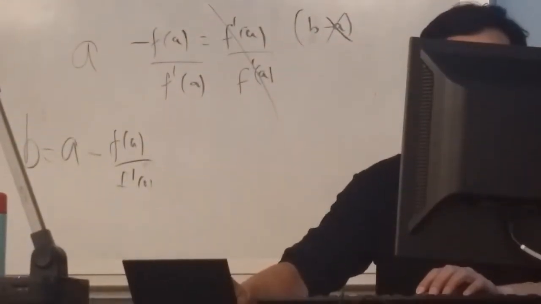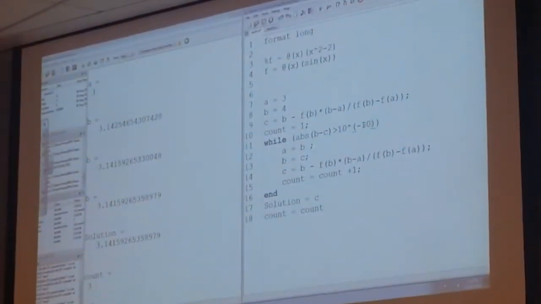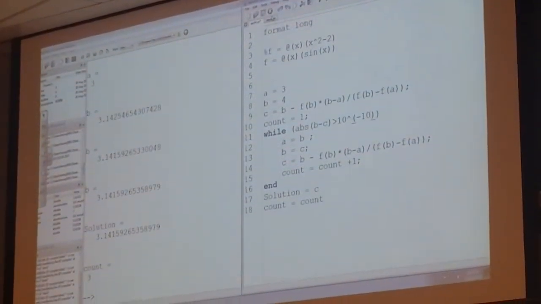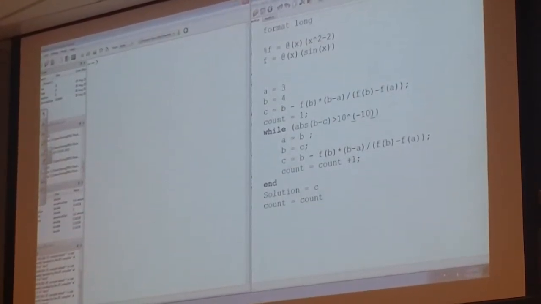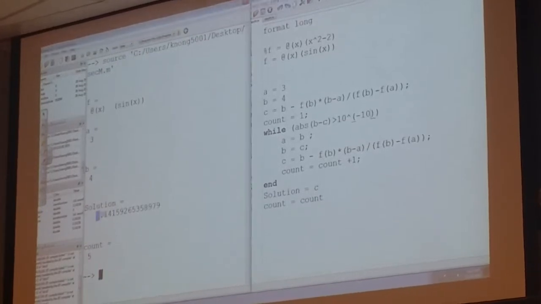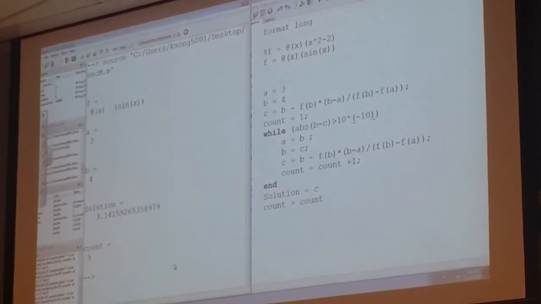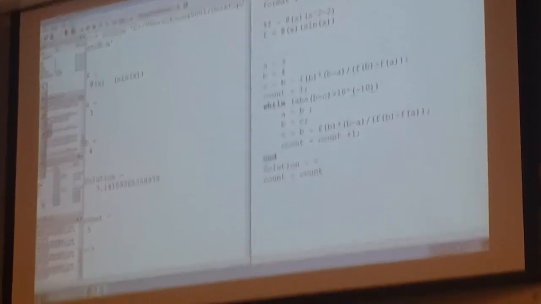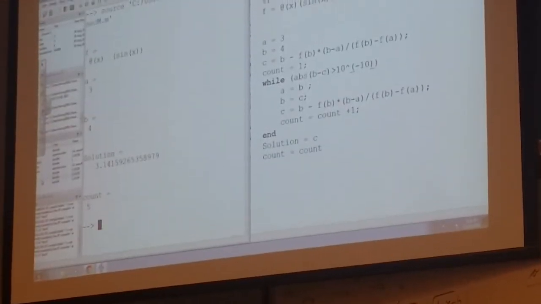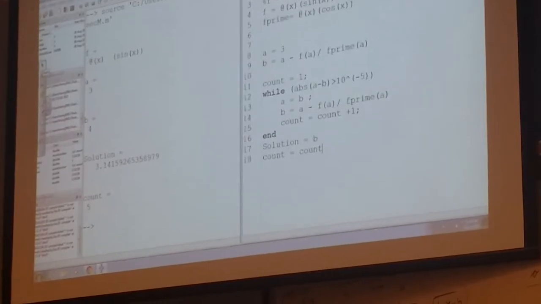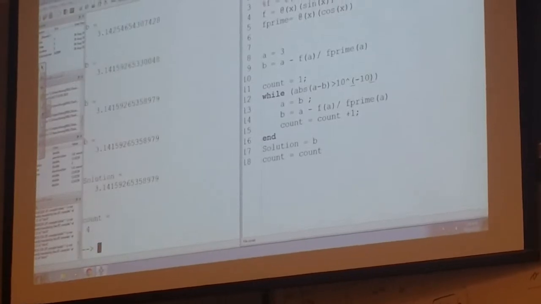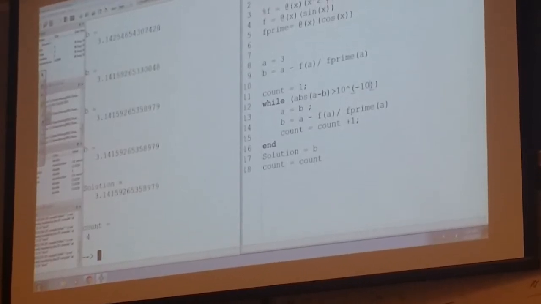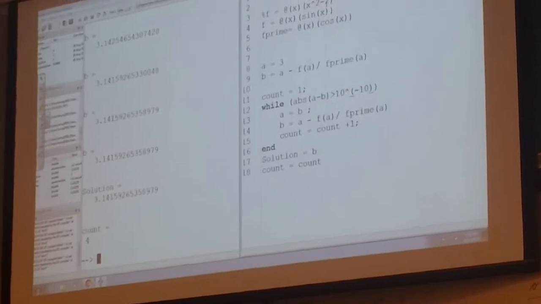If I want more decimal places, let's say I want 10 decimal places for secant, I want to show you how many steps the secant method takes. Same step, yes? But this one starts to repeat itself very quickly, yes? And how about Newton here if I want 10 decimal places? 4, still less. Yes?